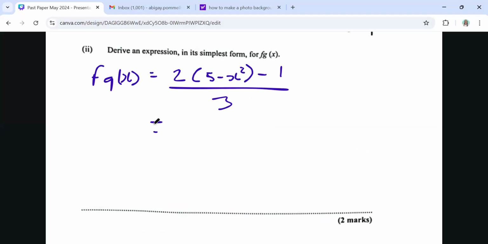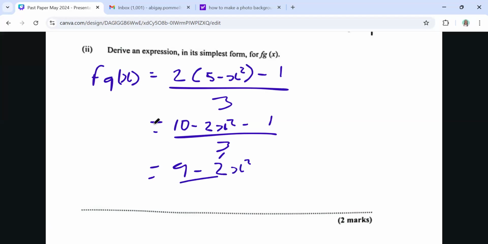All right. Now I'm going to use the distributive law. 2 fives are 10. 2x squared minus 1 over 3. Then we group like terms. 10 and minus 1 is 9. Subtract 2x squared over 3. And that's our answer there. Okay, we can move along.